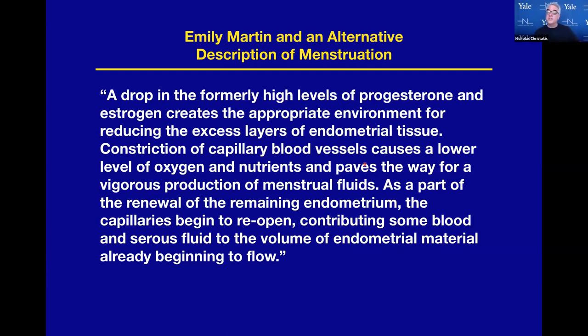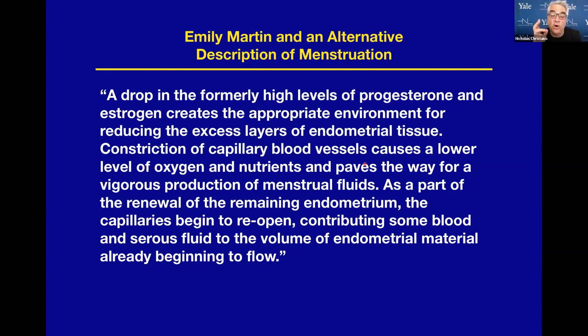Here's Emily Martin's description of menstruation. A drop in the formerly high levels of progesterone and estrogen creates the appropriate environment for reducing the excess layers of endometrial tissue. Constriction of capillary blood vessels causes a lower level of oxygen and nutrients and paves the way for a vigorous production of menstrual fluids. As part of the renewal of the remaining endometrium, the capillaries begin to reopen, contributing some blood and serous fluid to the volume of endometrial material already beginning to flow.